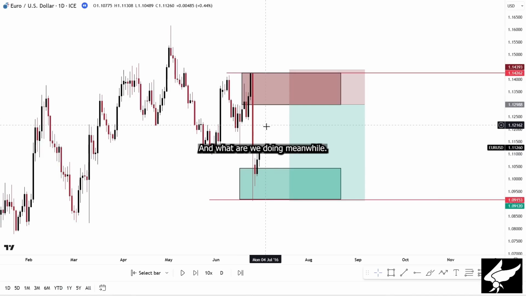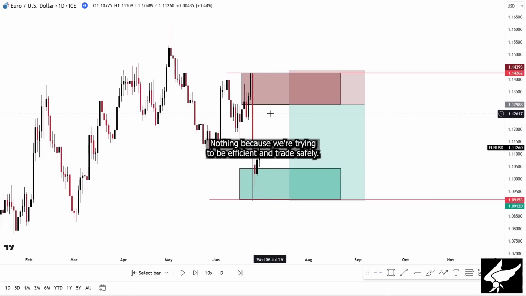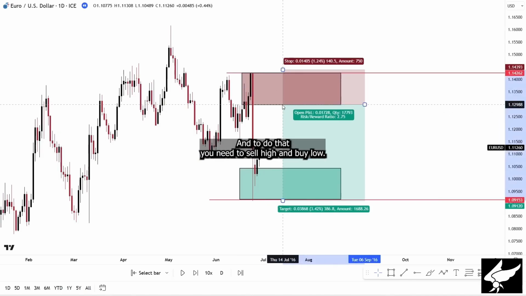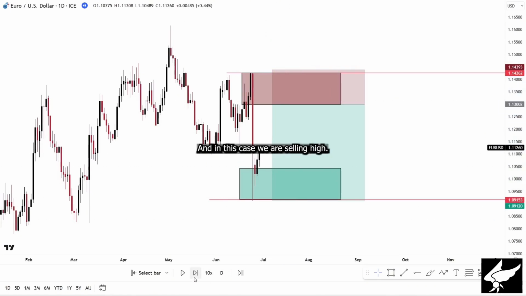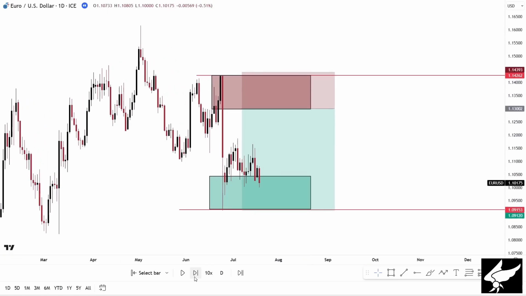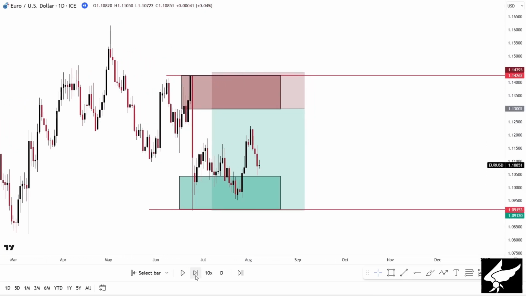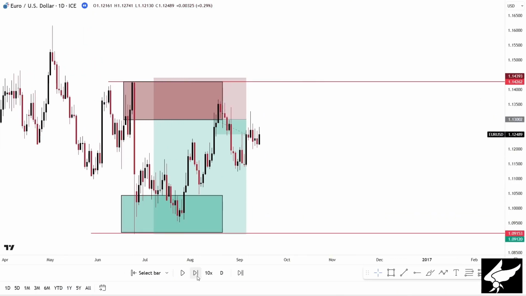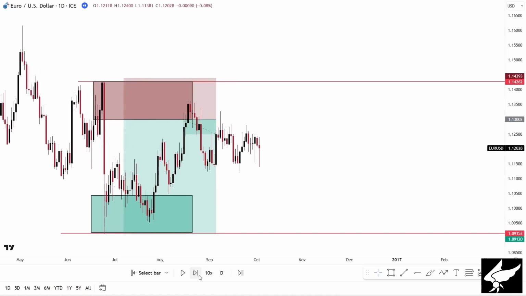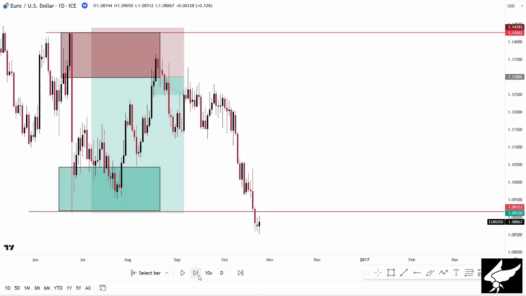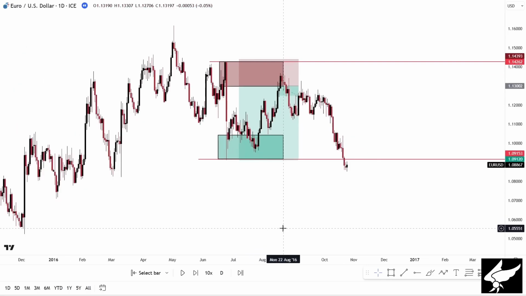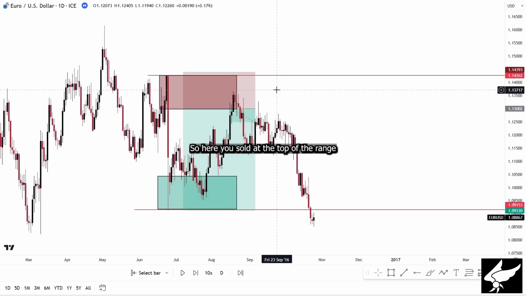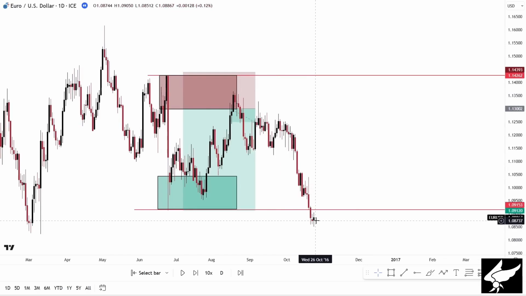And what are we doing meanwhile? Nothing, because we're trying to be efficient and trade safely. And to do that, you need to sell high and buy low. And in this case, we are selling high. So here you sold at the top of the range and you exited your position at the bottom of the range. But it can get better.